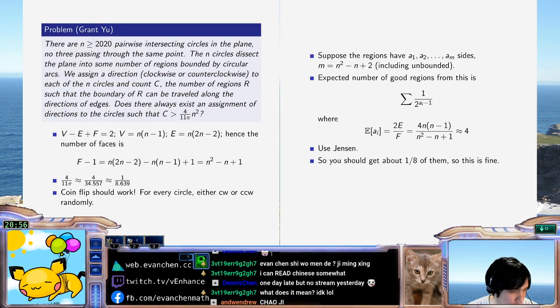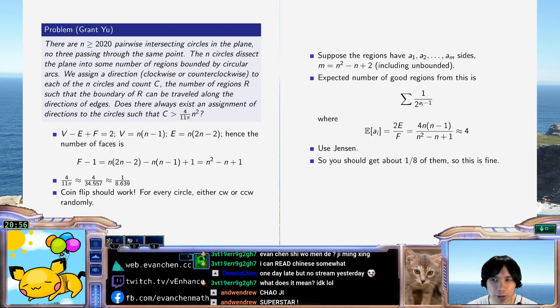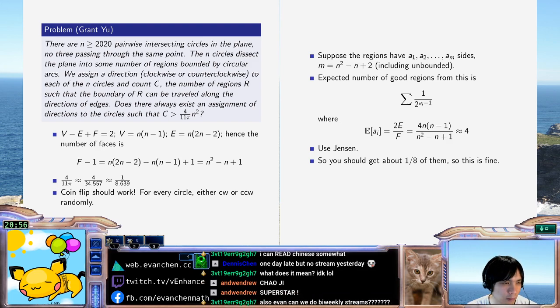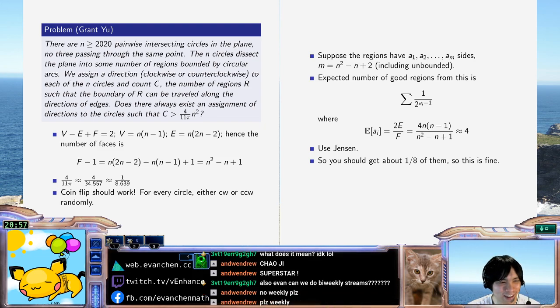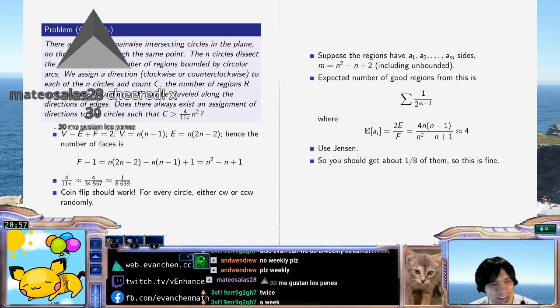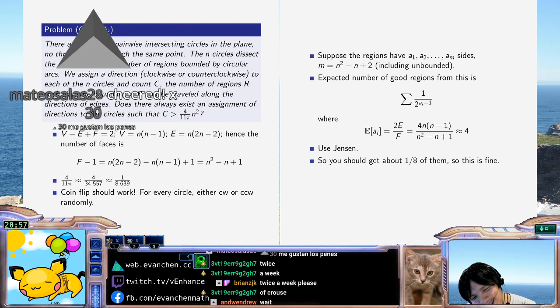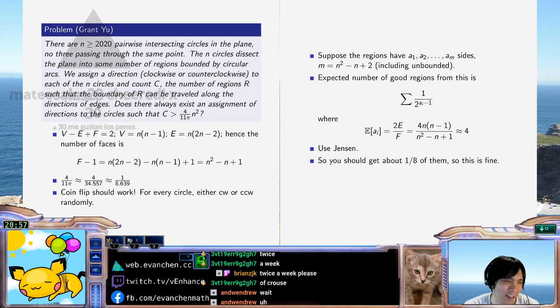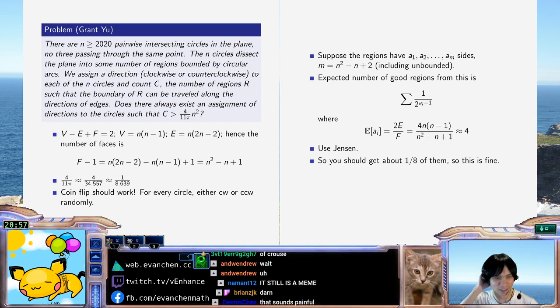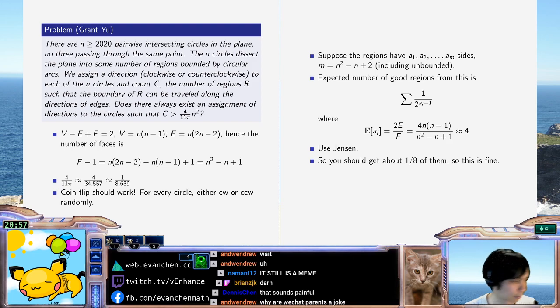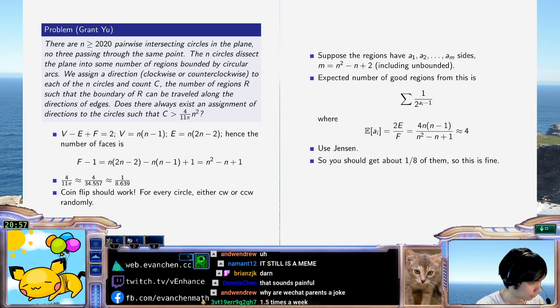Tao Ji Mingxing. It means Evan Chen is our superstar, which was a meme propagated because some WeChat parents said something funny and it got circulated around. Evan Chen, can we do bi-weekly streams, like twice a week or every 2 weeks? Bi-weekly can mean two things. Twice a week. I don't think I want to commit to that. It still is a meme. Yeah. One point 5 times a week.